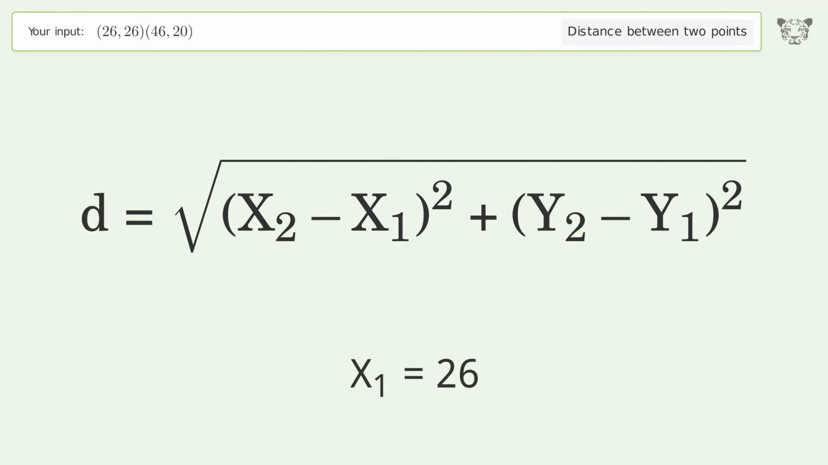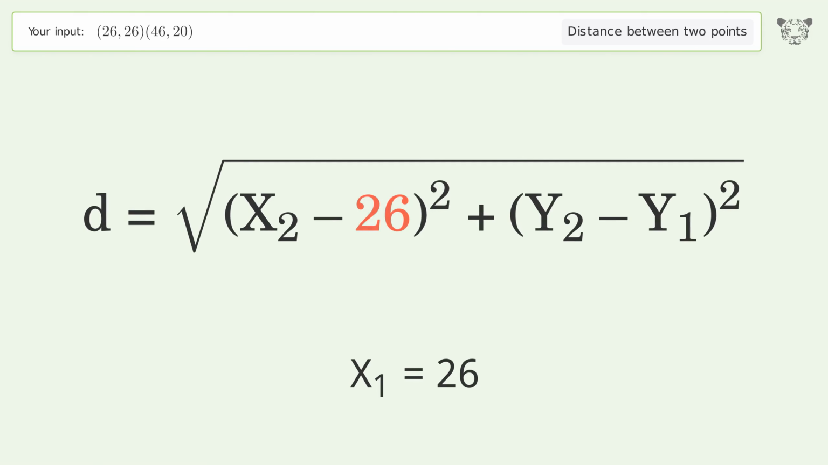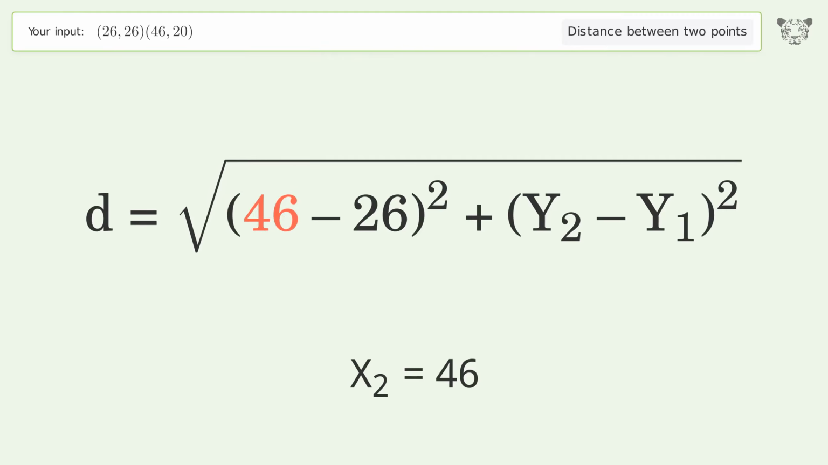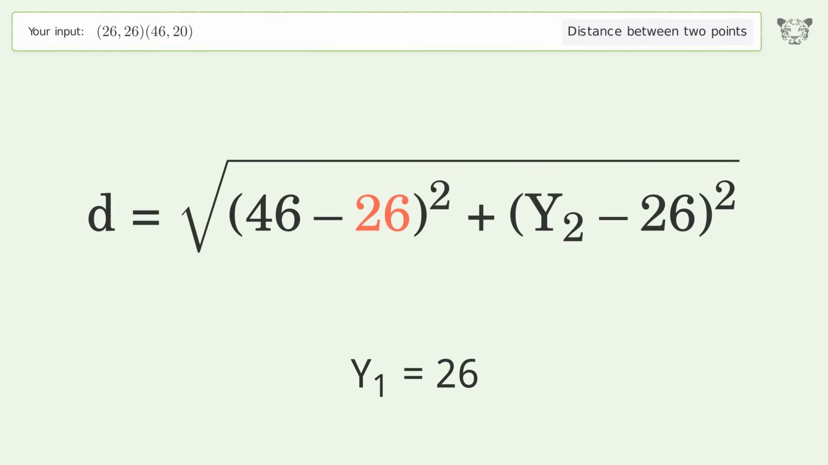x1 equals 26. x2 equals 46. y1 equals 26. y2 equals 20.